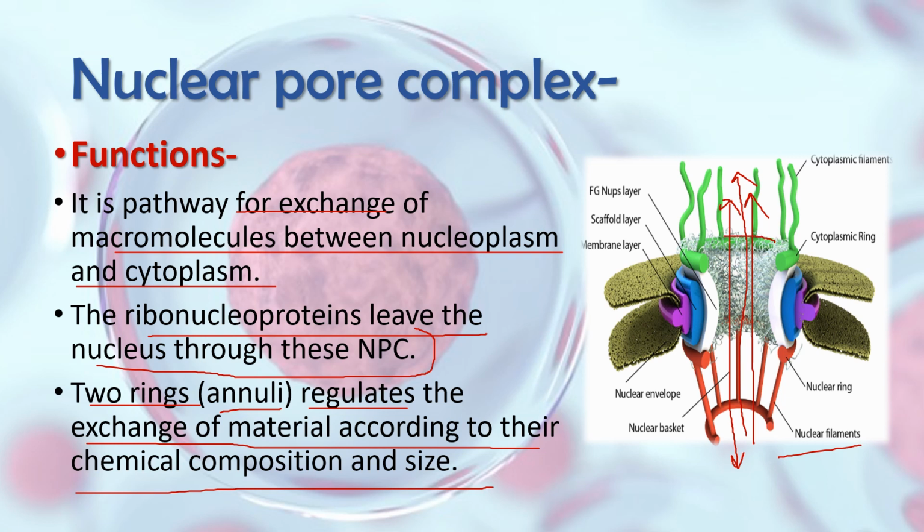So, suppose we know that this is 40 nm wide, and molecules that are wider than 40 nm cannot cross or enter the nucleus. So according to their chemical composition and size, these two rings regulate the exchange of materials.